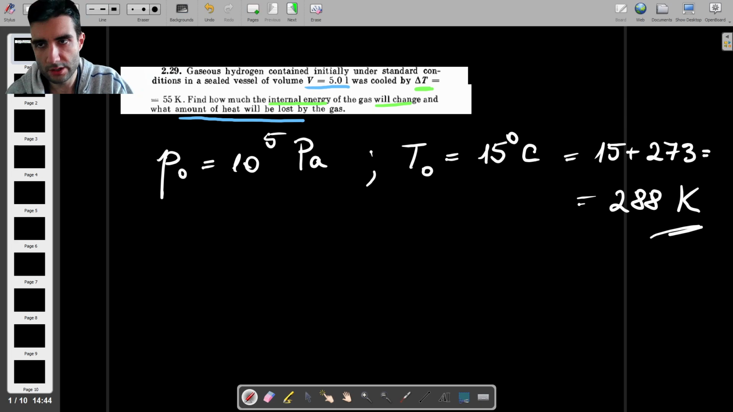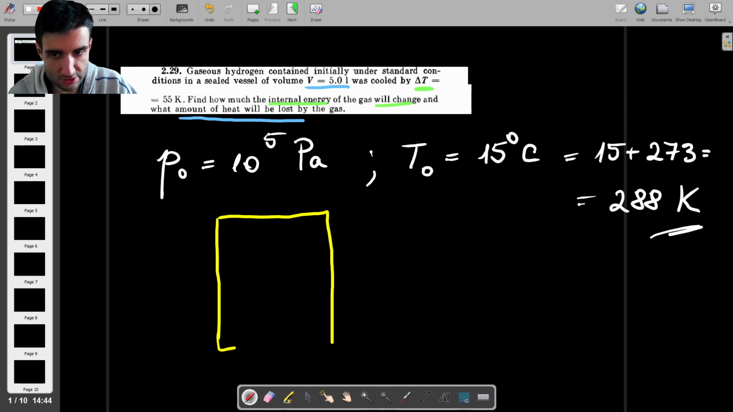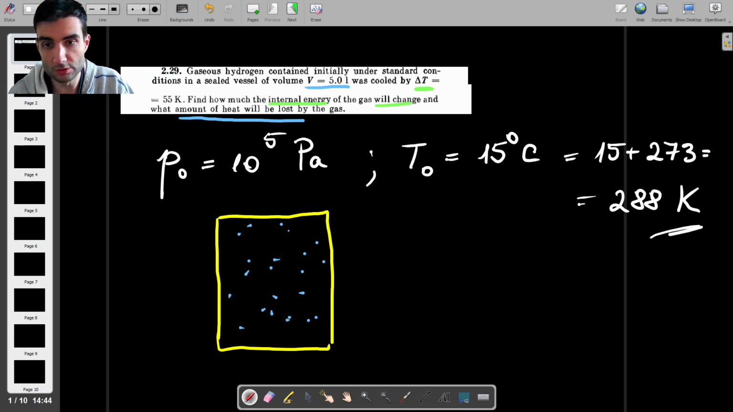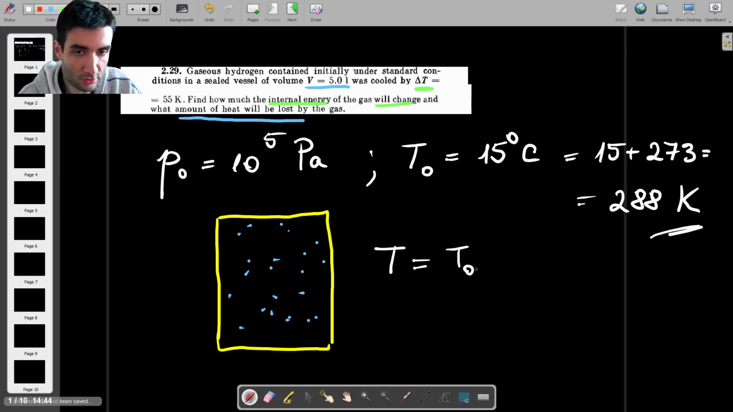Okay, so we're dealing with a container which has hydrogen in it, and the gas in here is being cooled down. So the gas is being cooled down and the temperature drops by 55 degrees Kelvin. So we have that the final temperature, let's call it T, is just T naught minus delta T, like this. I'll put in the numbers later.